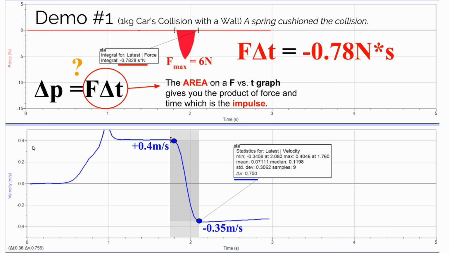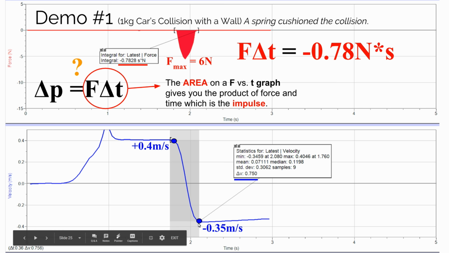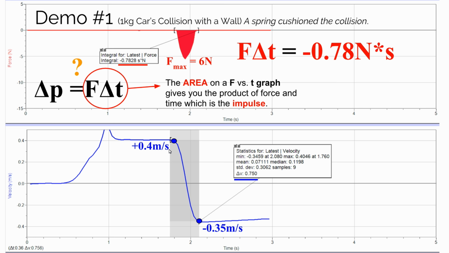Well, we use our motion detector to plot how the velocity changed over time. Here we can see the cart was moving to the right with velocity of positive 0.4 meters per second. And then the velocity went to 0, and then the velocity got negative, so it sped up in the negative direction to negative 0.35 meters per second. So in this gray region, this is the area where the velocity changed and the momentum changed during the impact.